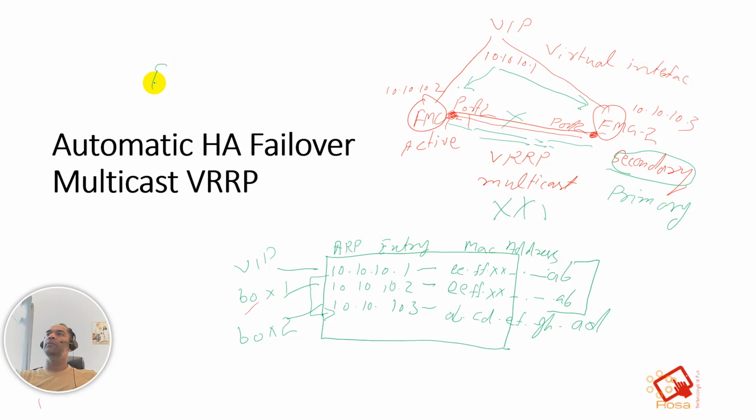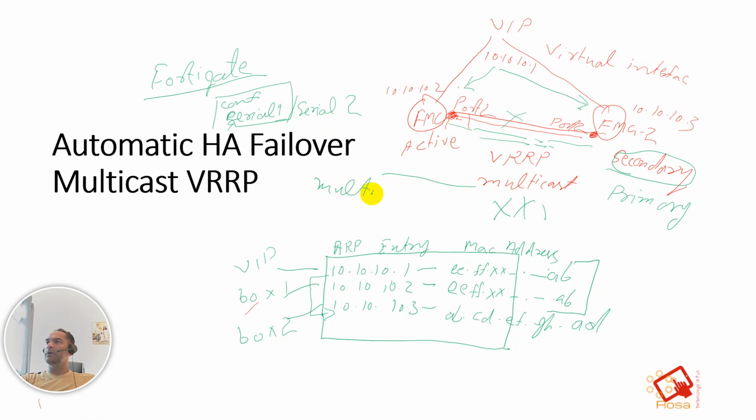And if you have FortiGates pointing to the boxes, you will have config system central management, and they will have the serial numbers of both the active and primary, serial of 1 and serial of 2. So under FortiGate you will have serial numbers of both the devices, and the only difference is that VRRP can use multicast or unicast.